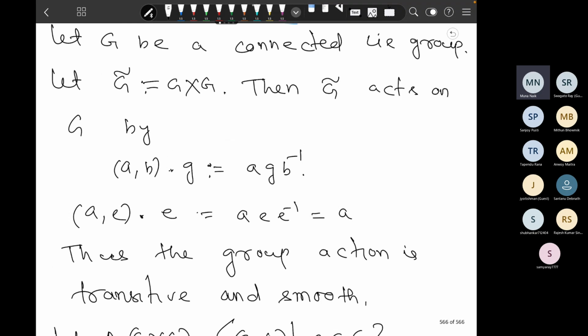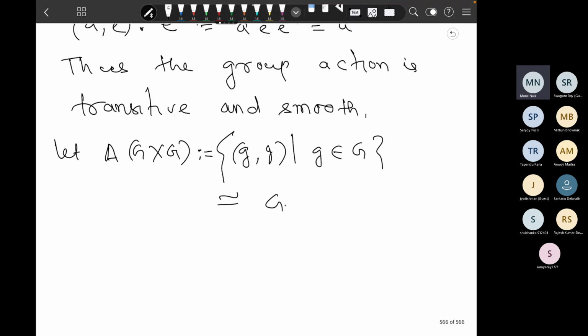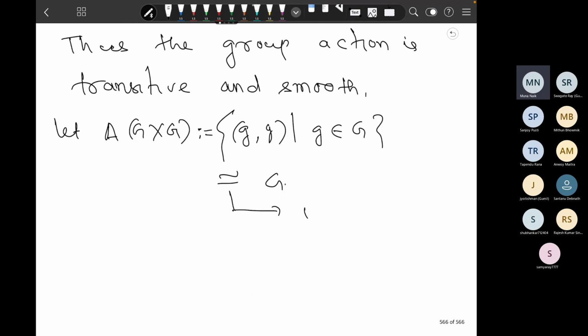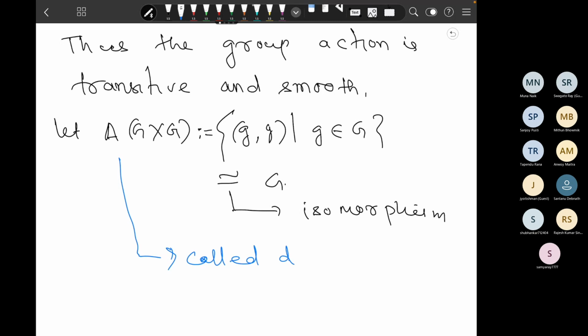This is isomorphic to G, right? Okay, so this is isomorphic. And this delta G cross G is called the diagonal in G cross G. Diagonal in G cross G. Okay.